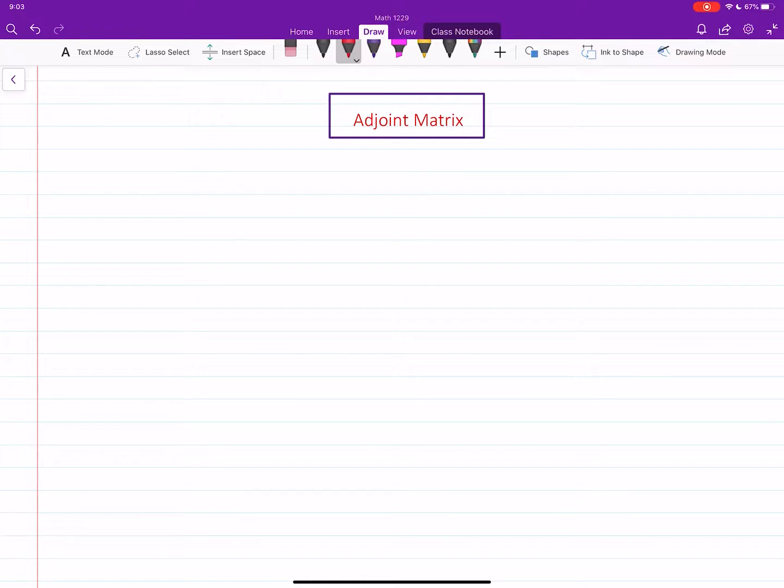Hi, in this video I will introduce the adjoint of a square matrix. It will be another square matrix of the same order, and we will create the entries using the original matrix. Let's just see what is the definition.